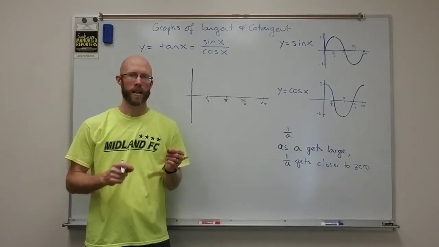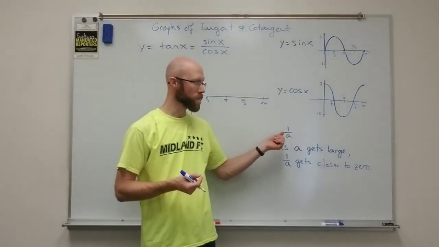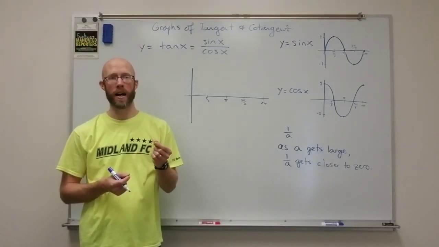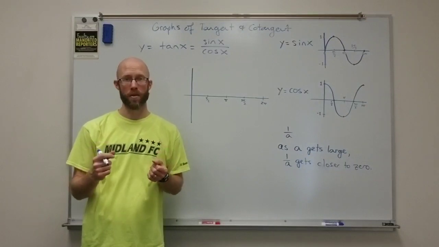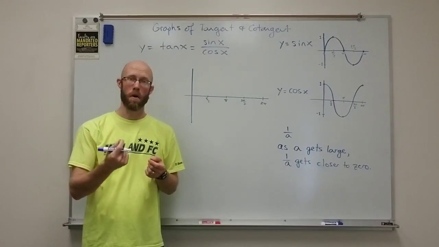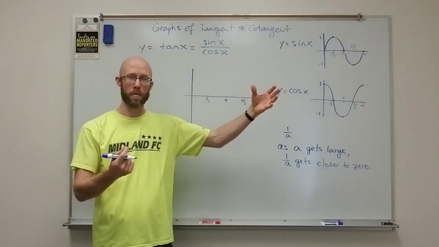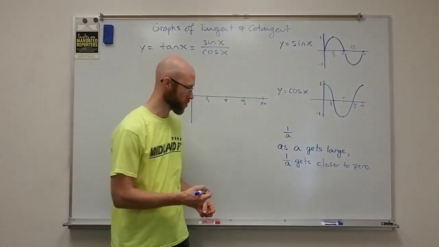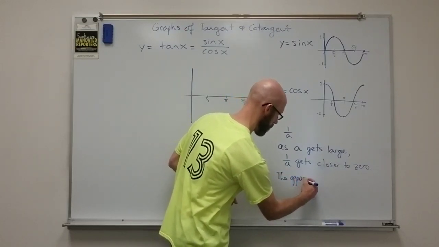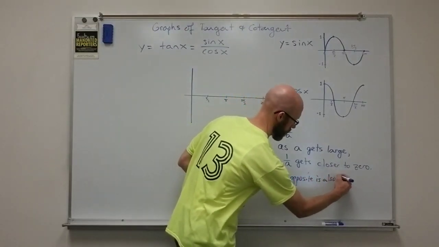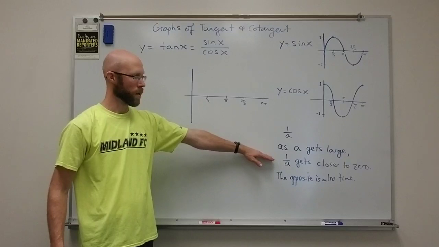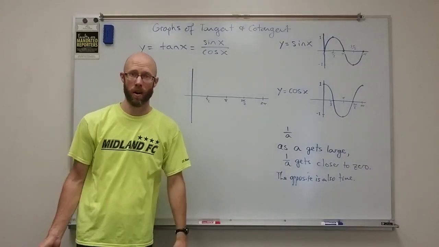Okay? And the opposite is true. As the a value gets very small, if you're dividing by 0.5, 1 over 0.5 is 2. If you're dividing by, say, 0.1, 1 over 0.1 is 10. And the smaller the denominator gets, the bigger the number gets. So the opposite is also true. That means as a gets smaller, 1 over a gets larger, essentially farther from 0.